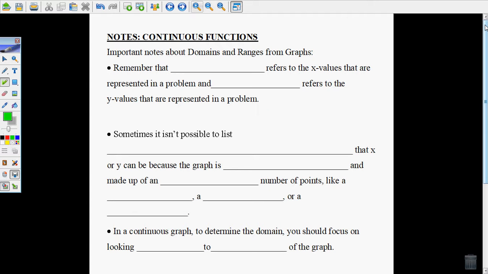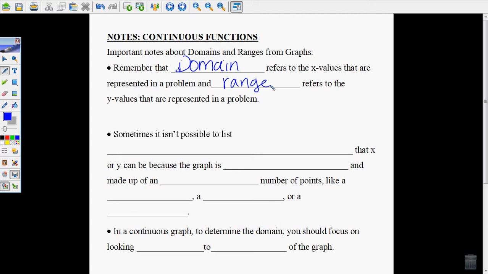With the gist of this one, remember that blank refers to the x values. What refers to our x values? The domain. The domain refers to our x values represented in a problem, and the range refers to the y values that are represented in our problem. That is what we focused on reviewing last week, and just now during our do now. Are we all comfortable with that? Domain means x and range means y. Good to go? All right, here we go.